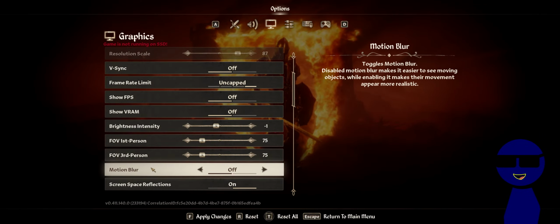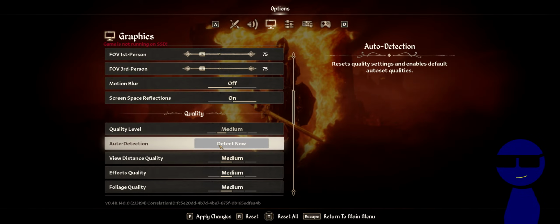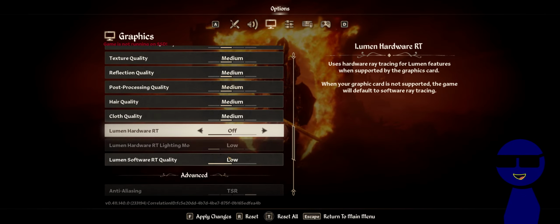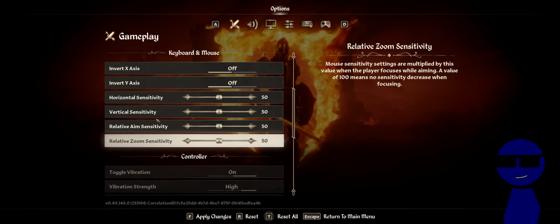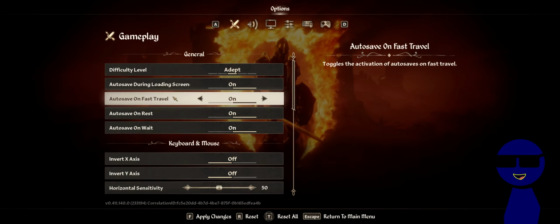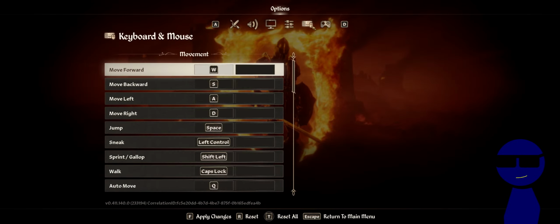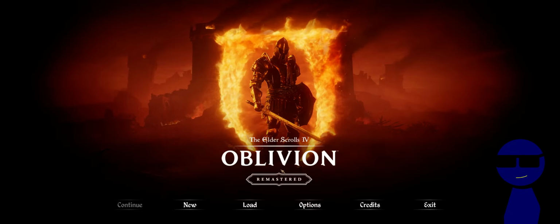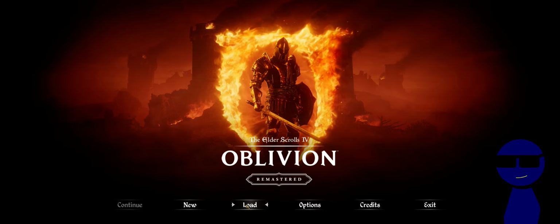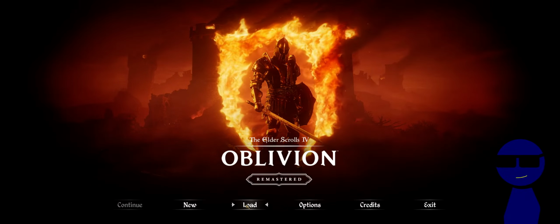FOV for first person, motion blur, screen space reflection quality level, all set to medium. Autosave on fast travel, autosave on rest, and autosave on wait. Should I play on controller? Okay, new game.